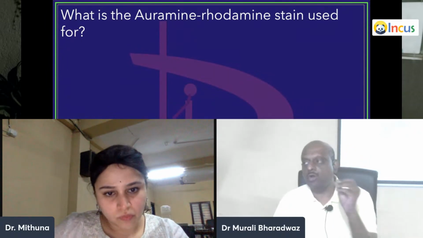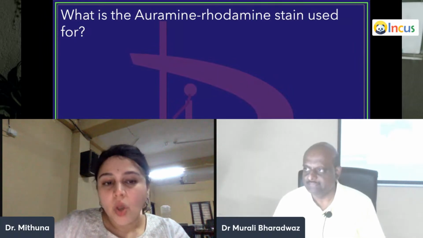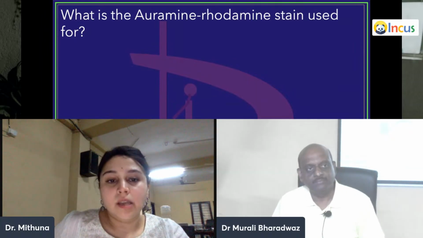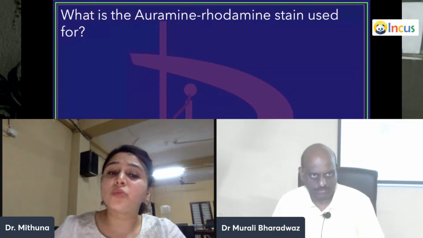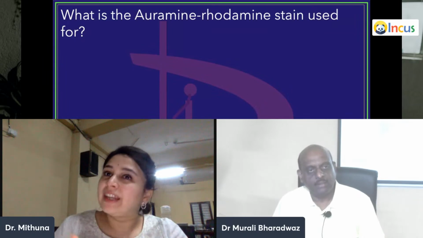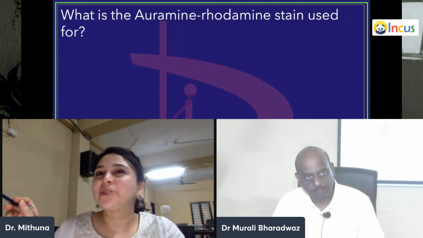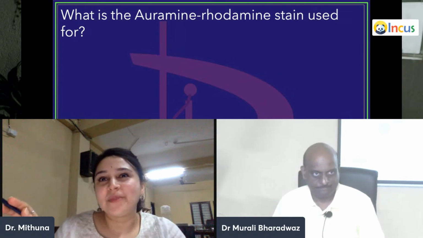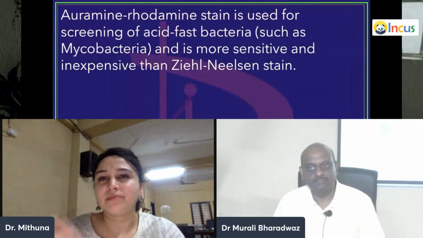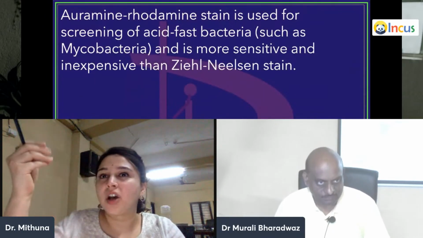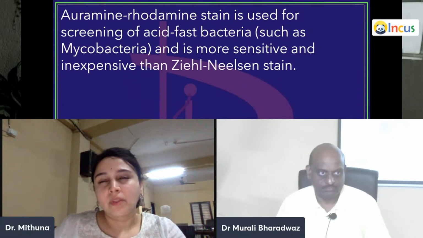What is auramine rhodamine stain used for? Auramine rhodamine stain is used to screen for acid-fast bacilli, that is mycobacterium. It is more sensitive and inexpensive, but the catch here is the microscope is very expensive. A fluorescence microscope is very expensive compared to a light microscope. Even though the stain is cheap, the microscope is costly, and you can see the green-yellow mycobacteria over the fluorescence microscope.